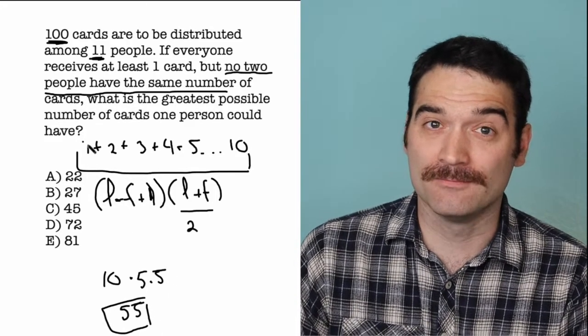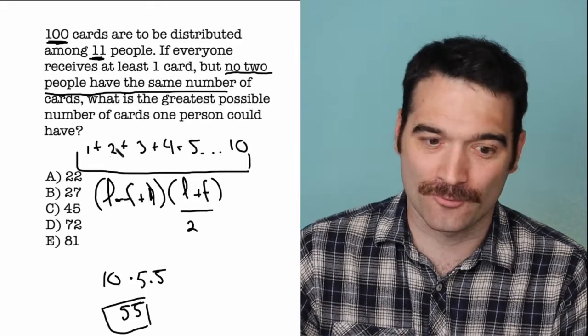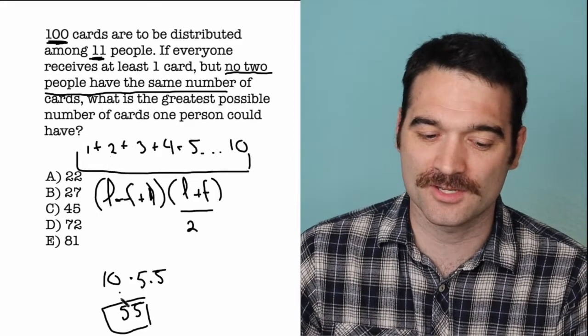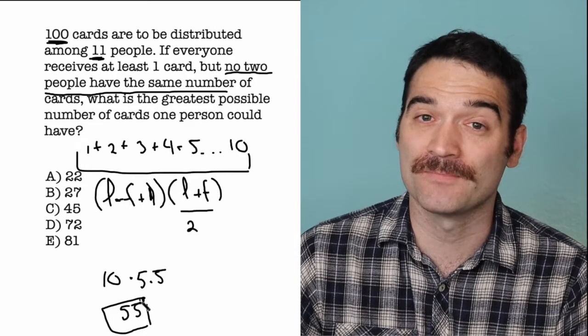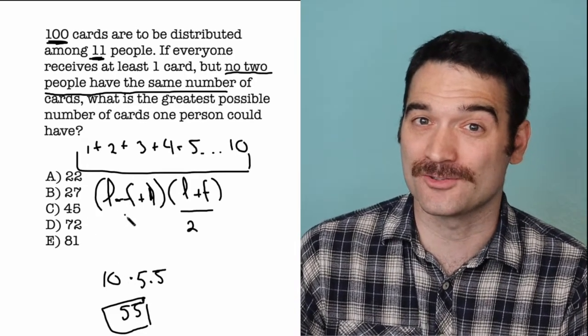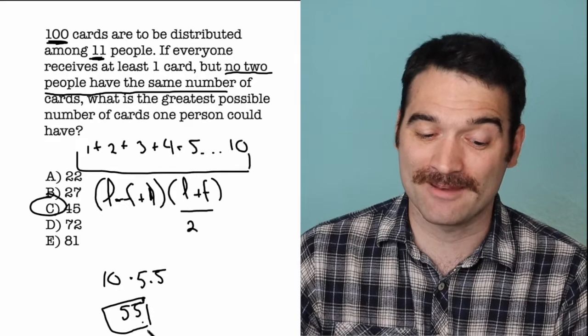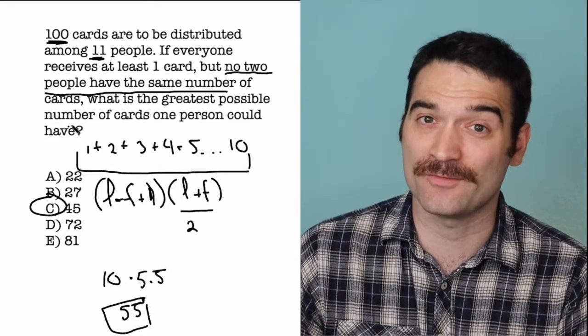So the losers, as we'll call them, unfortunately, the people who have the minimum number of cards, have 55 cards total. And that means that all the rest of the cards go to the lucky winner, meaning that 45, because 55 plus 45 is 100.